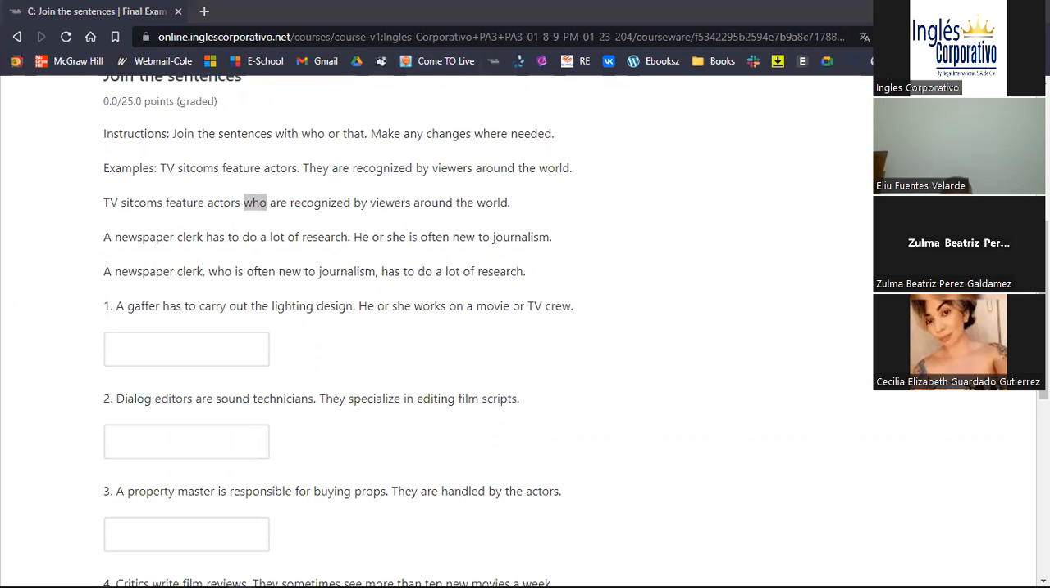Bear with me, I'm just going to open here my PDF. Where is it? The manual, aquí está.